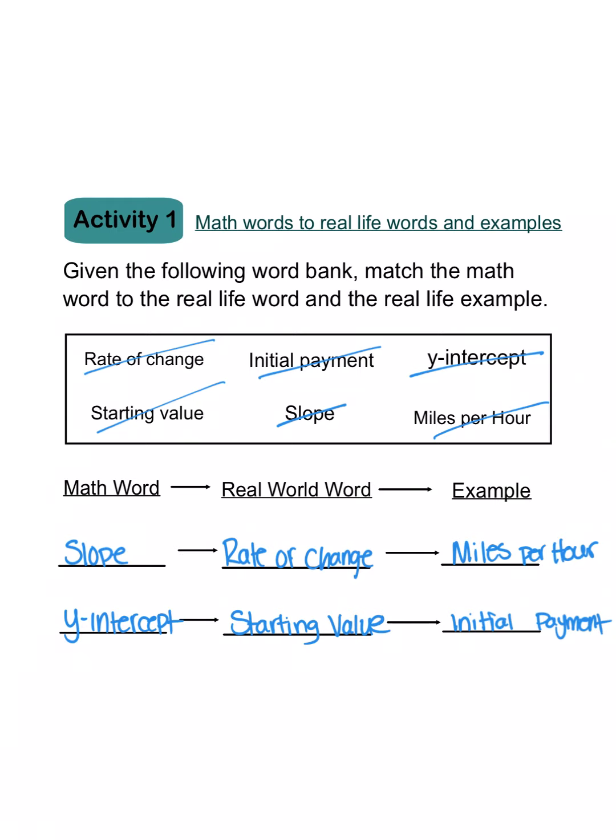Slope in the real world, we wouldn't say slope, we would usually say rate of change. So the slope is considered a rate of change, an example would be something like miles per hour, how fast you're going. If you're going at a constant rate of change, your slope is the same. So that's why we're getting that straight line, because of that rate of change.